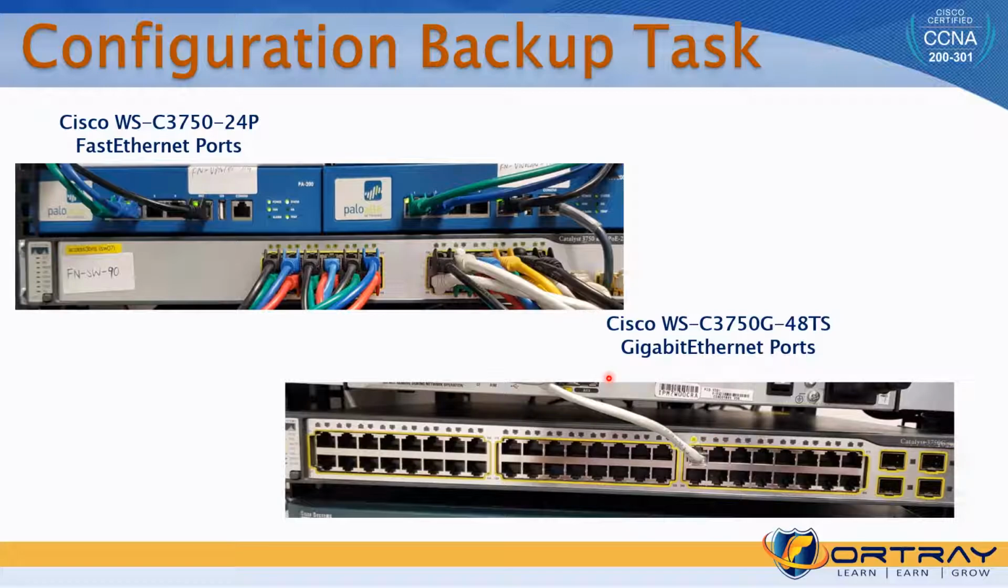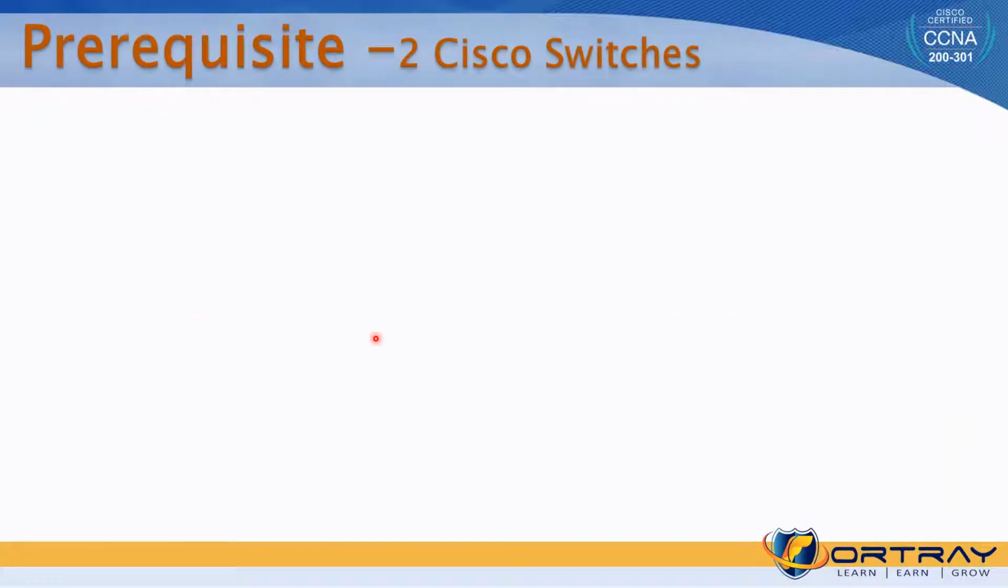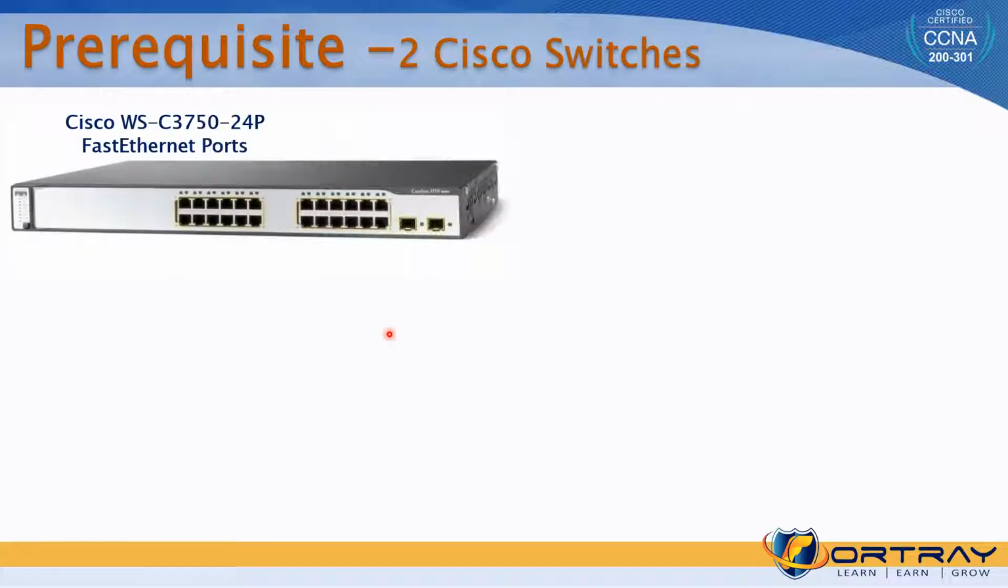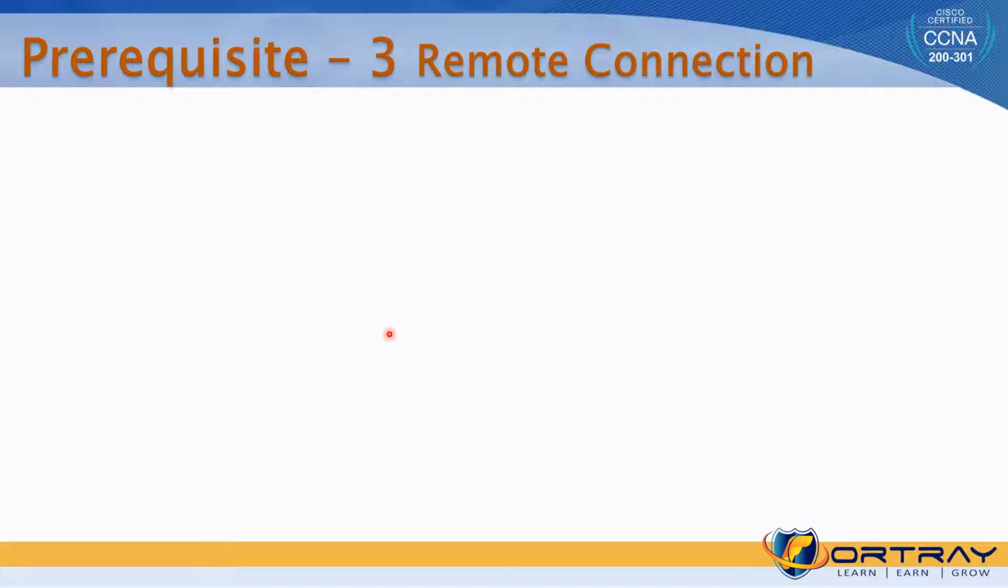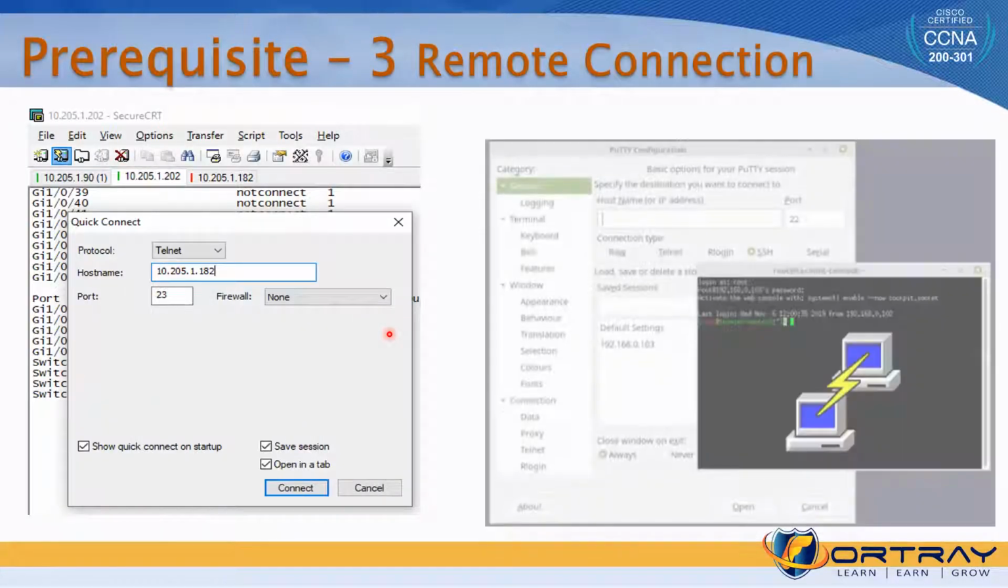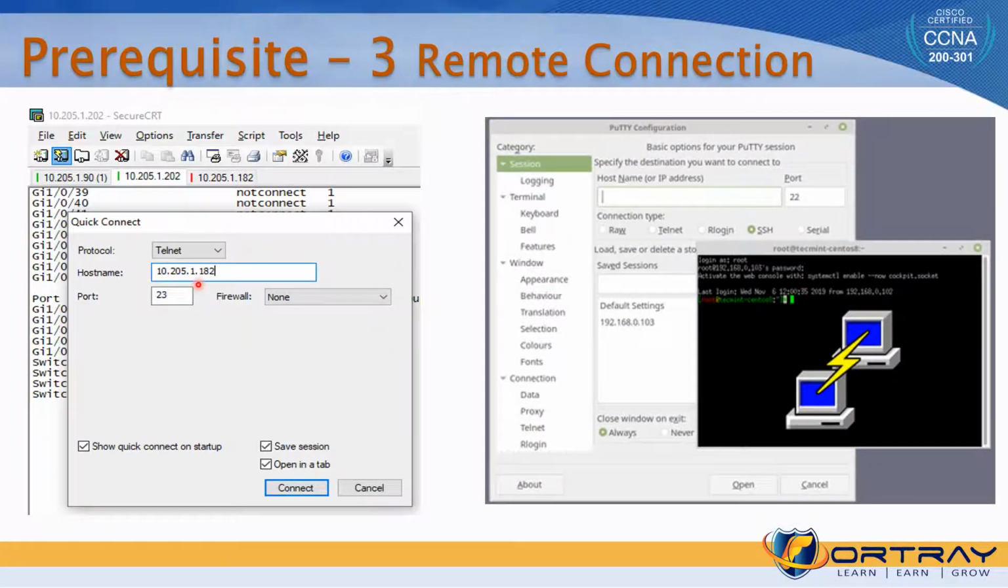configuration backup. So what are the prerequisites for this configuration task? Basically, we need, of course, two switches: this is the 24 port switch, this is the 48 port switch. We need a remote connection. A remote connection can be made by SecureCRT using SSH or Telnet and the IP address on the network, or we need PuTTY as well. These are the two commonly used software for remote connection to the devices.